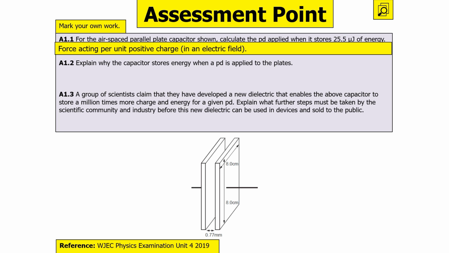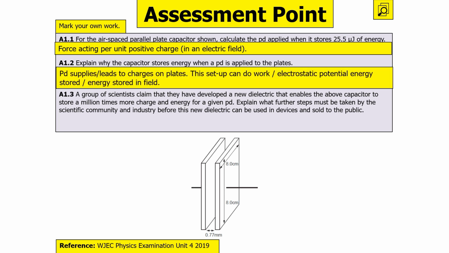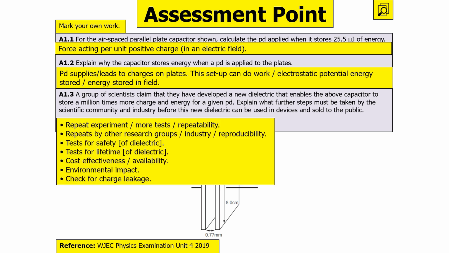Now, explain why a capacitor stores energy when the PD is applied across its plates. Well, the PD leads to a charge imbalance between the plates, so therefore there'll be electrostatic energy or electrical potential energy between those two plates. And then how can you ensure that devices are safe and can be sold to the public? You're going to repeat the experiment, do it very reliably, repeat by other research groups, other people, to make sure the results are reproducible, test for safety, test for the lifetime, look at the cost effectiveness, look at the environmental impact, and check for a big issue with capacitors, which is charge leakage, charge going between those two plates of the capacitor.